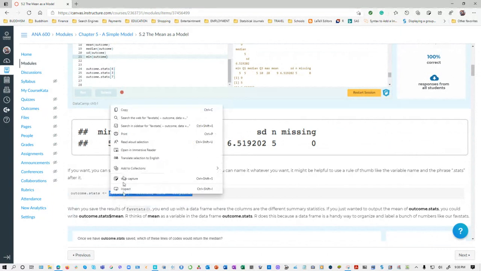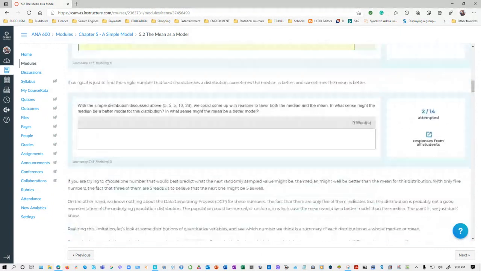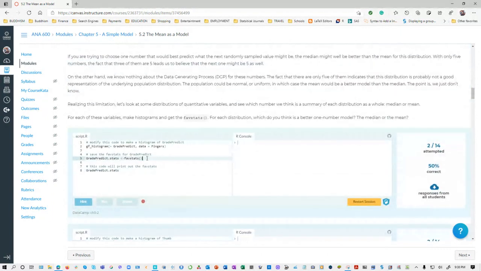I'm going to copy and paste this one, and my variable would be what? Grade predict.